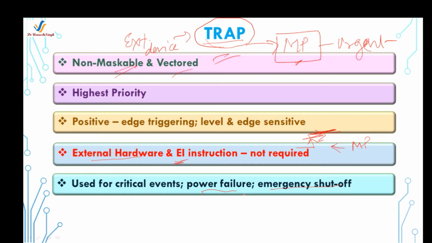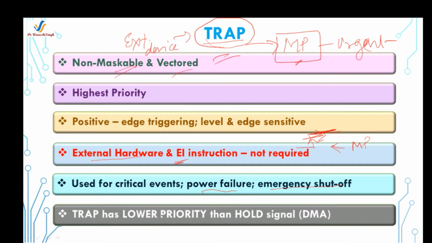Apart from these features, there is one important point regarding the trap interrupt: it has lower priority than the hold signal in DMA devices. DMA stands for direct memory access. This is a very important point and mainly asked in interviews.